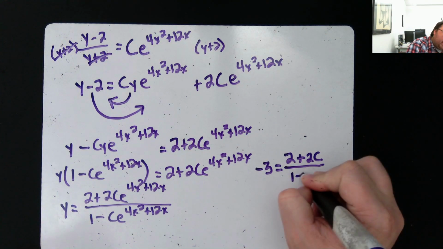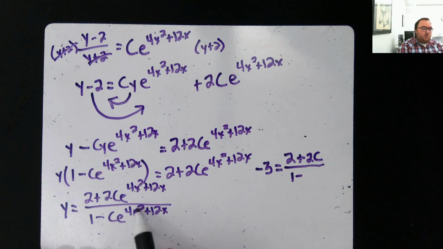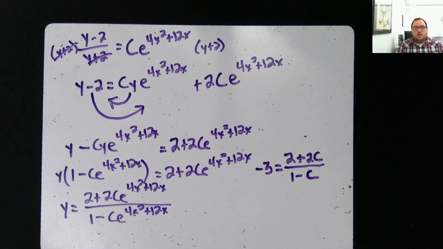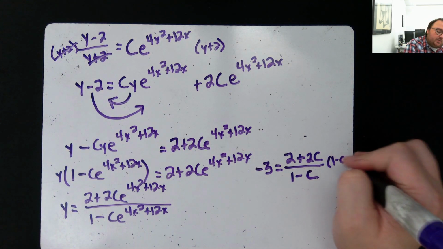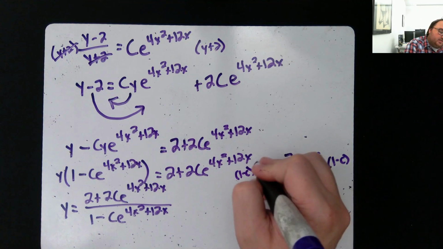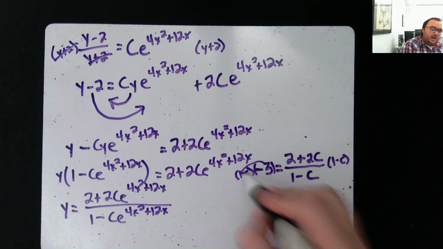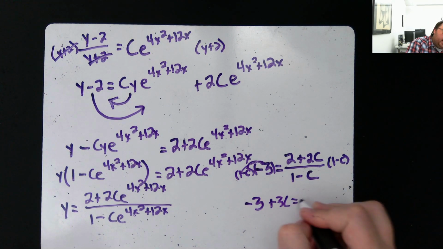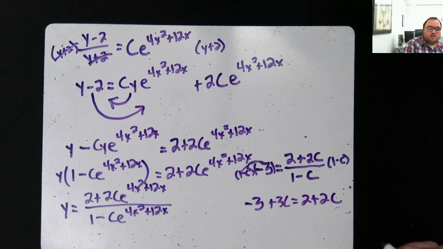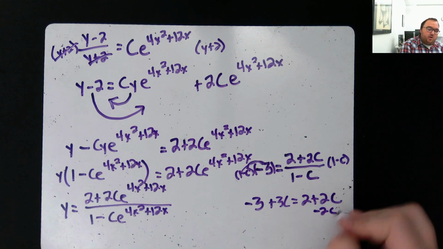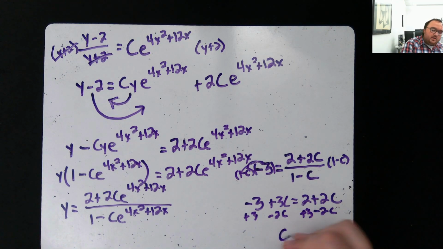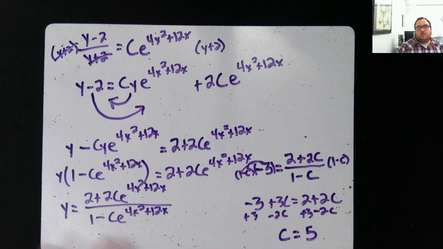Over 1 minus the same thing here, this becomes 0 on top, which gives me a 1. C times 1 is just c. Times both sides by 1 minus c, so I can solve it for c. I end up with negative 3 plus 3c equals 2 plus 2c. Subtract 2c to bring it over here. Add 3 to bring it over here. And you get 1c is equal to 5.